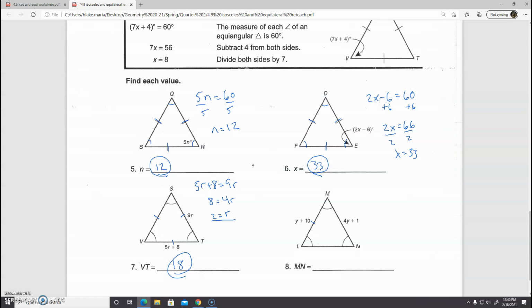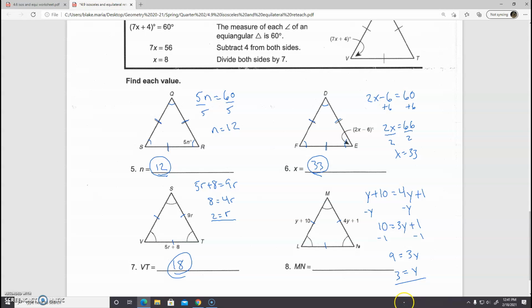Same concept here. We know all the sides are equal, right? If it's equiangular, it's also equilateral. If all the angles are equal, all the sides are equal. So you know y plus 10 has to equal 4y plus 1. All right, we're going to subtract y from both sides. So we've got 10. 4y minus 1y is 3y plus 1. We're going to subtract 1 from both sides. We get 3y equals 9. And we're going to divide both sides by 3, and we get y equals 3.